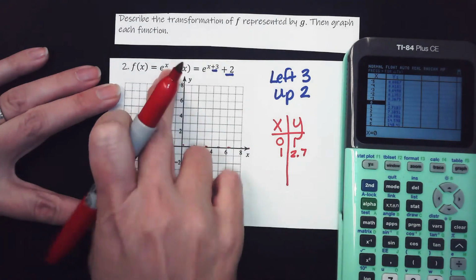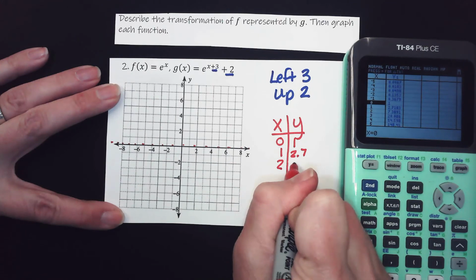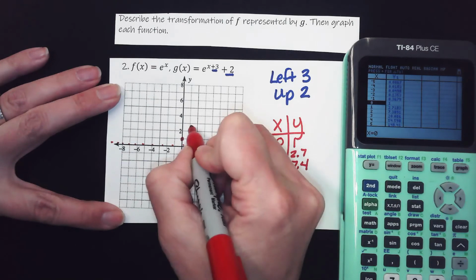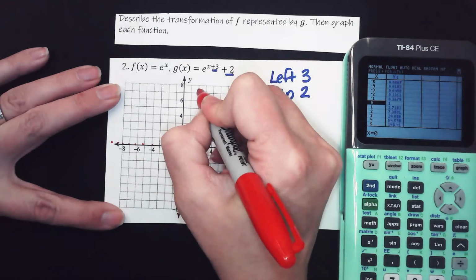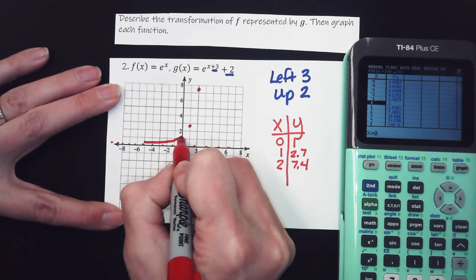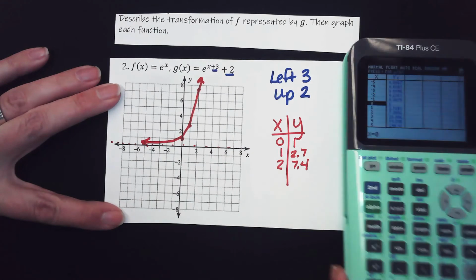That is that point e, or that number e. And then at 2 I'm at 7.4. So if I plot these points, and I graph, it starts and then it grows. This one's growth. The last one was decay.